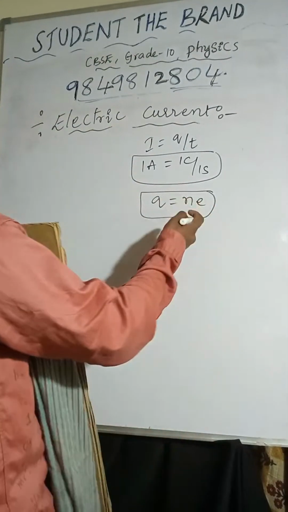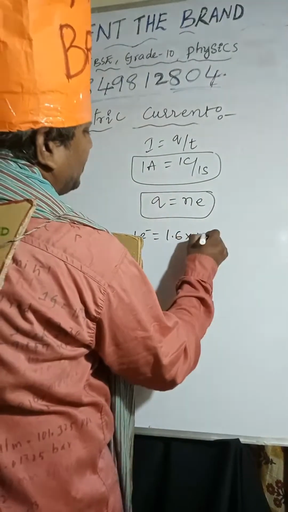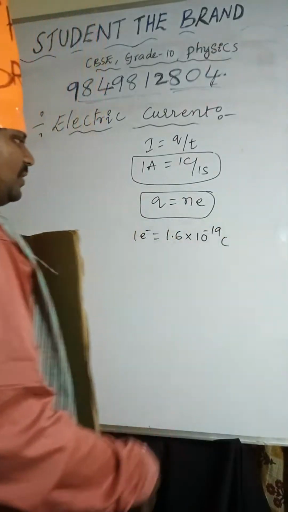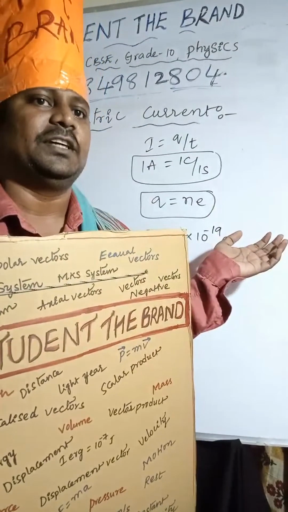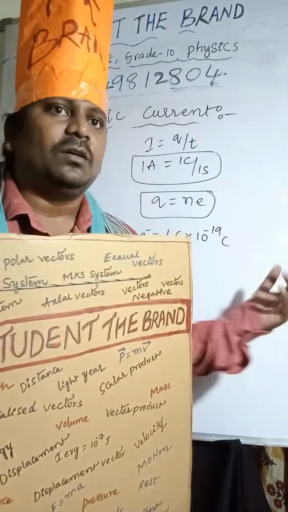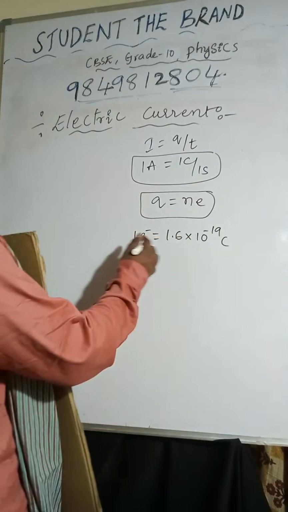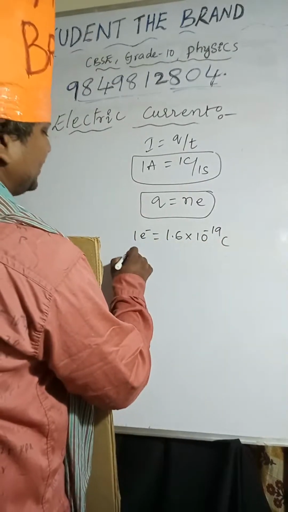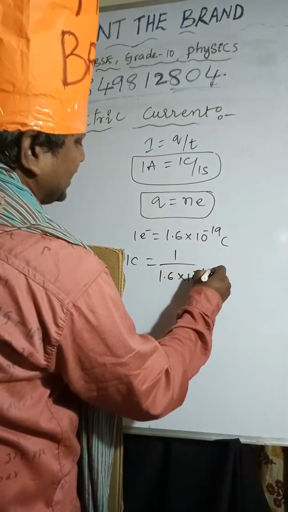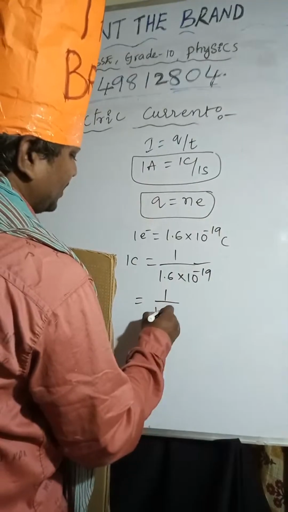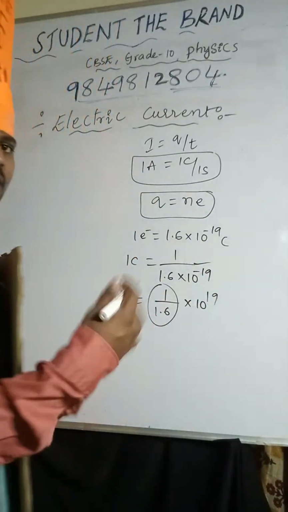The SI unit of charge is coulomb, and on one electron the charge is 1.6 into 10 power minus 19 coulomb. So on one electron how much charge is present? 1.6 into 10 power minus 19 coulomb. In 1 coulomb how many electrons are present? We'll discuss now. On one electron 1.6 into 10 power minus 19, so in 1 coulomb it is 1 by 1.6 into 10 power minus 19.